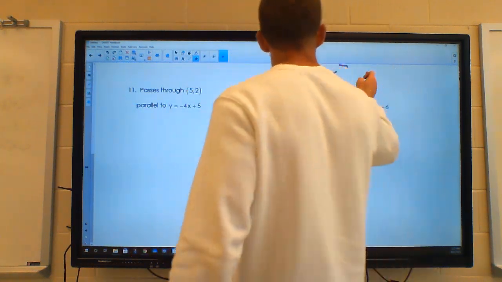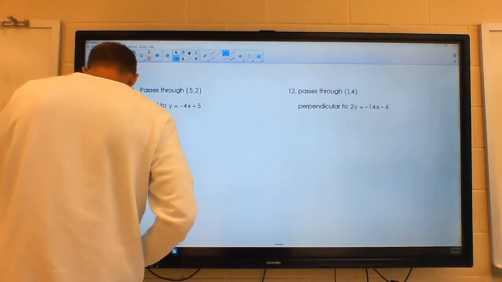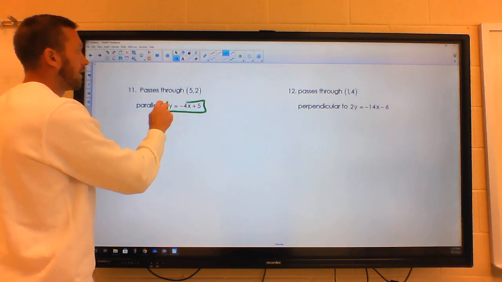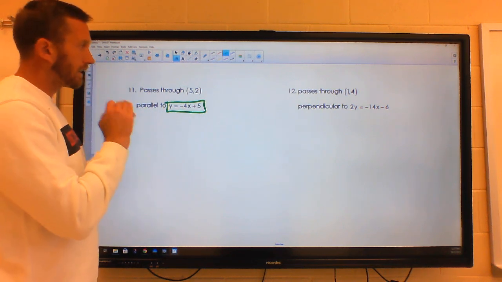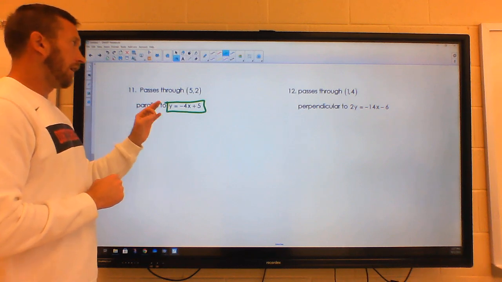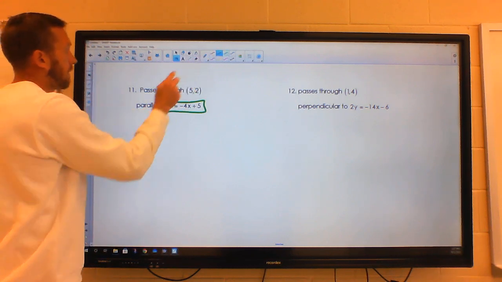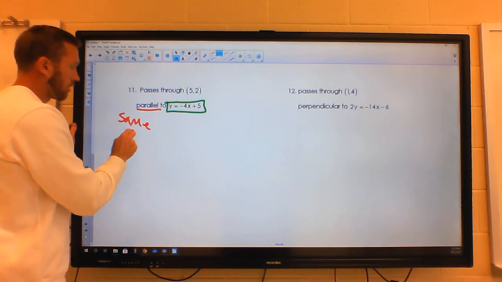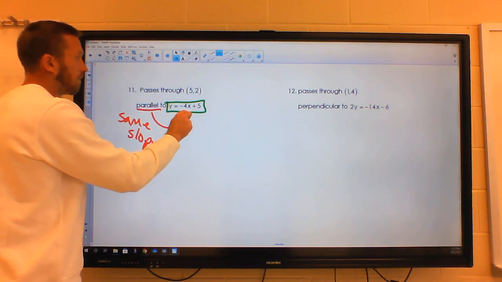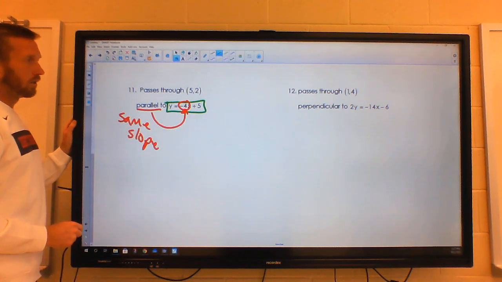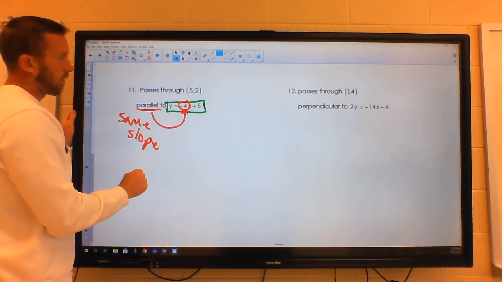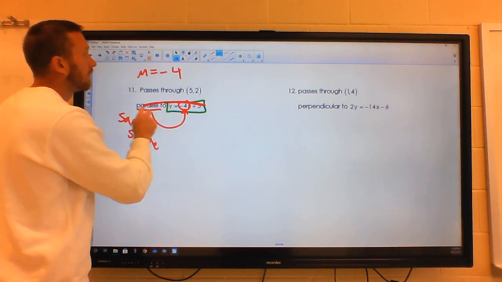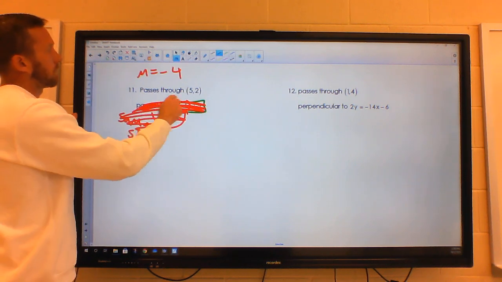Final 2 questions for this homework assignment, okay? Passes through 5, 2, and it's parallel to this. So this is a separate line. Let me make this clear. This is not our line. This is a separate line. Our line needs to be parallel to that. The only thing that we need from that is parallel means same slope. If it's the same slope, that means this coefficient, where we find the slope in the y equals mx plus b format, needs to be the same. So really what we're saying is we have a slope of -4 since it's the same as that line, and we just want it to pass through that point.